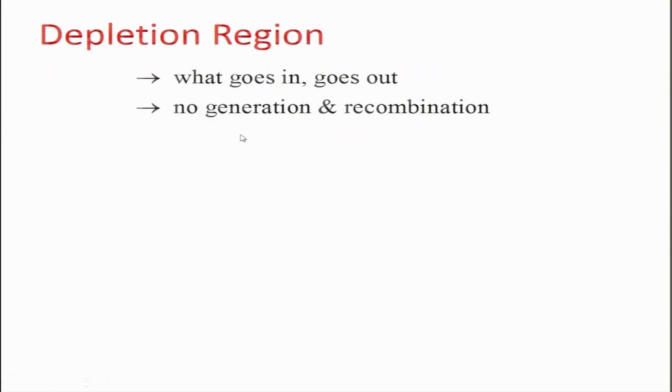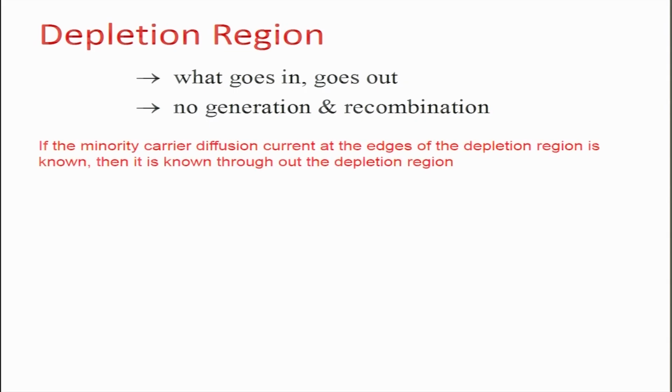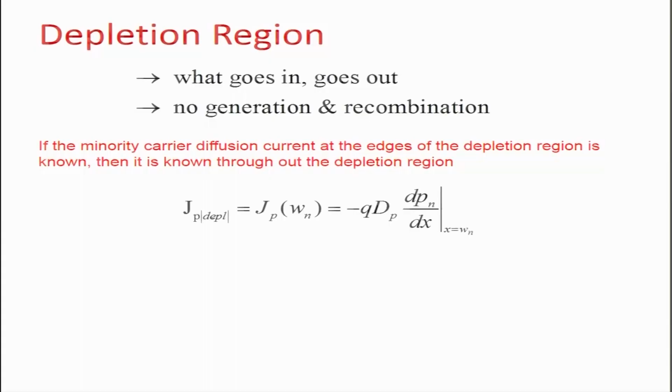So basically the assumption that we make is that in the depletion region what goes in goes out, and as a result there is no generation and recombination. And we saw from the previous diagram that if the minority carrier diffusion current at the edges of the depletion region is known, then we know the total current throughout the depletion region as well as the total current throughout the device. Okay. So basically we can write Jp at the depletion edge is equal to Jp in the depletion region is equal to Jp at Wn, which is equal to minus Q Dp dPn by dx at x equal to Wn, right.